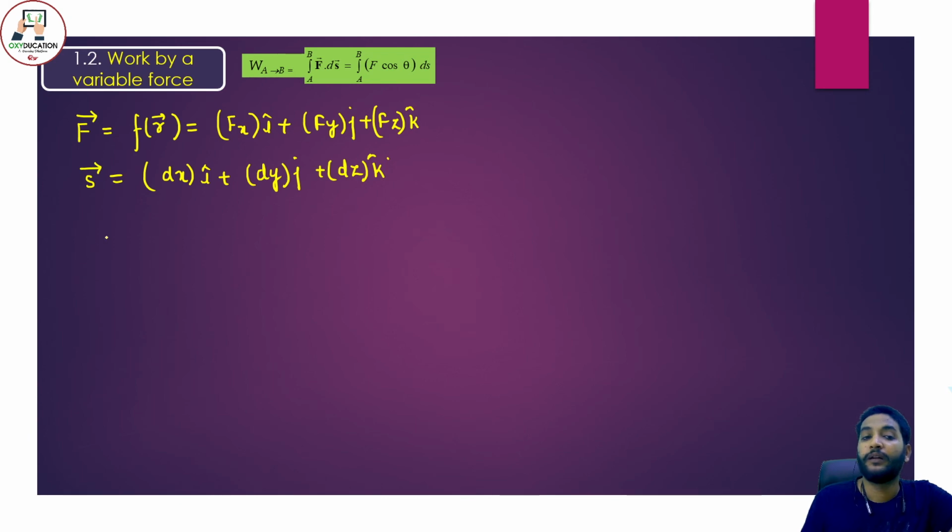Okay. Now if I ask what is the value of work done, you will say, sir, F dot S. Since Fx is a function of x, Fy is a function of y, Fz is a function of z, let me explain with an example, it will be easy to understand. Please wait a little.